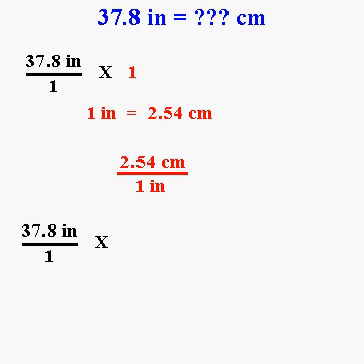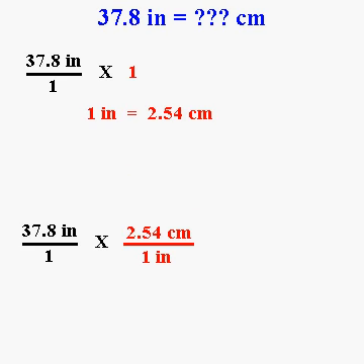Now, if I take the number I want to convert, 37.8 inches over 1, and multiply by the fraction I just figured out, 2.54 over 1 inch, then what we see is the inches cancel. Inches on the top on the left-hand fraction cancel with inches on the bottom on the right-hand fraction. All right? That gets rid of the unit inches, and what's left? Centimeters. That's what I wanted.